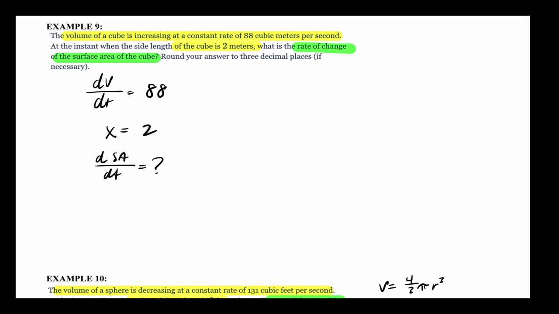So in other words, what is the volume going to be? I heard 3 different answers. There we go. Volume equals x cubed. So we know volume is side cubed.